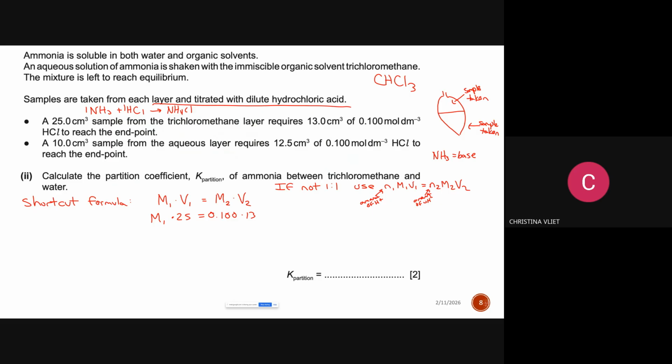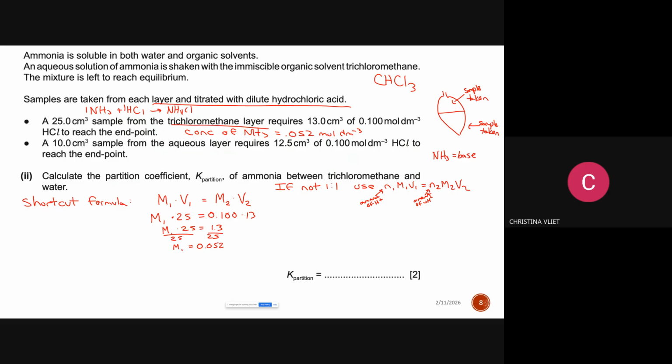Why didn't I change my volumes from centimeters cubed? They automatically cancel, because all the units cancel properly here, so I don't have to change my units. And in the mark scheme, they won't. So I get 0.1 times 13, which is 1.3. And then divide by 25. And I get 0.052. And what is that actually telling me? What is 0.052? What is that saying? Concentration. That's the concentration of NH3 in the trichloromethane layer.